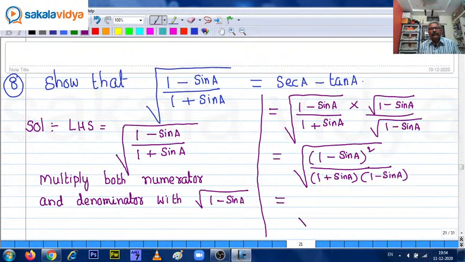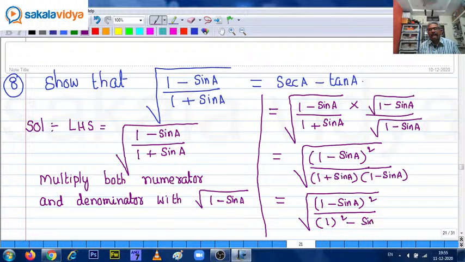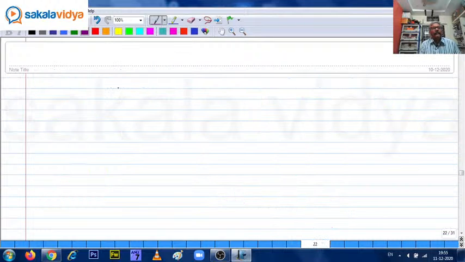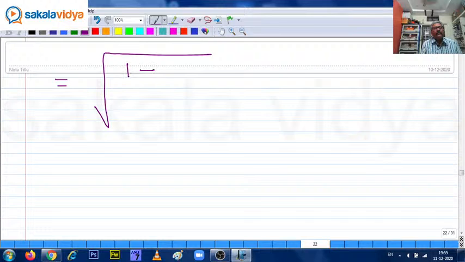So this we can write root over 1 minus sin A whole square upon what do you get? This will be 1 square minus sin A whole square. This is root of 1 minus sin A whole square upon 1 minus sin square A.